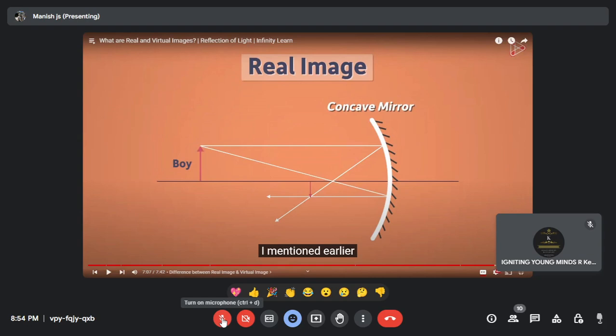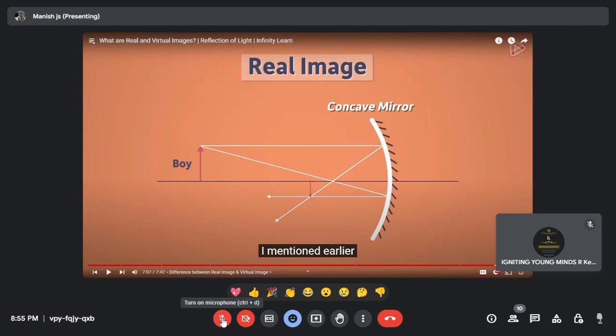Real images can be caught on a screen. This is an important criterion for real images. Real images are those which can be caught on a screen, which you can print and get. That's possible. That's a real image. The images that can't be caught on a screen, which you cannot bring onto a screen or reproduce on a screen, those images are called virtual images.